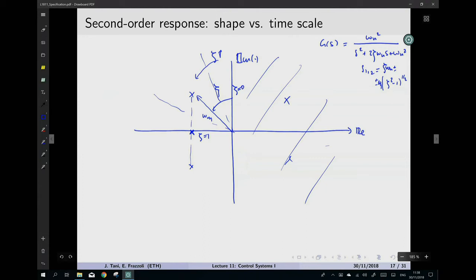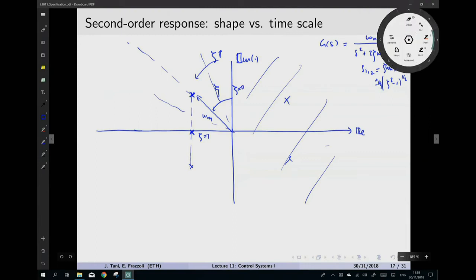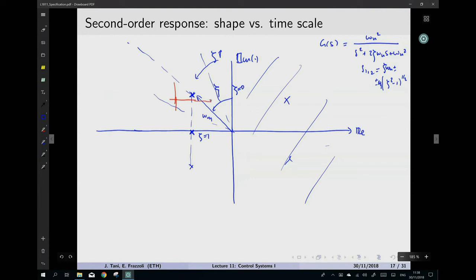So why is this important? Because if you recall, suppose we had poles here, okay? Let's pick a direction like this one. If we had poles here, this meant that our system response would have a decaying component that is only a function of the real part, and then an oscillatory behavior that is a function of the imaginary part.